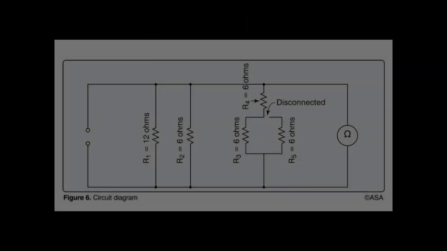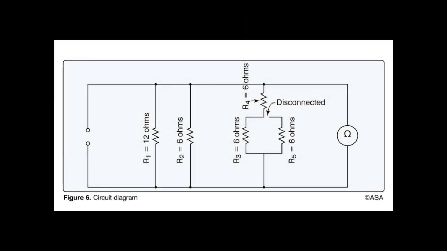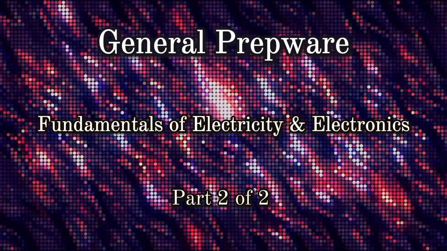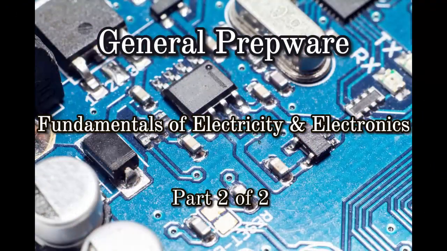Refer to Figure 6. If resistor R5 is disconnected at the junction of R4 and R3 as shown, what will the ohm meter read? 3 ohms. When different rated capacitors are connected in parallel in a circuit, the total capacitance is equal to the sum of all the capacitances.